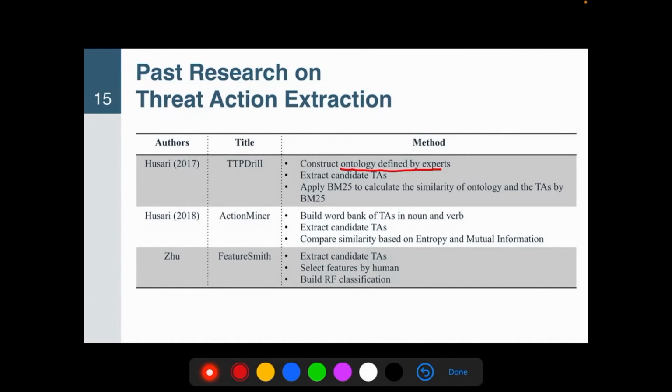Like ActionMiner, similarly, they build up and then extract, but they have to compile similarity. So the method for these three research works is that they build an ontology, then extract candidate threat actions, and then determine which one is the key threat action by comparing the similarity with some predefined terms.